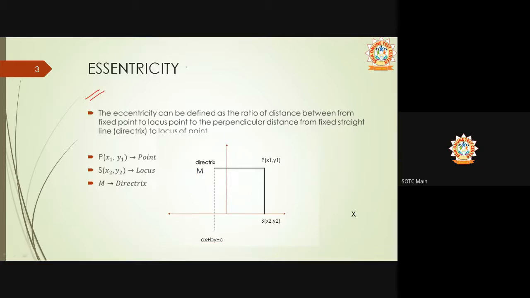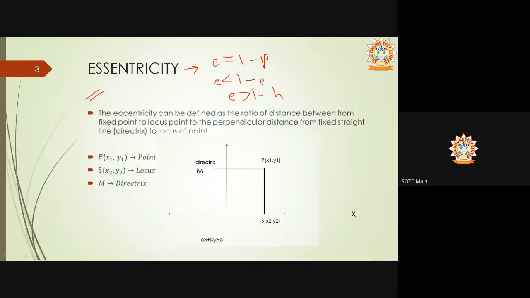Based on this eccentricity, the conic section is further divided into three types: parabola, ellipse, hyperbola. If the eccentricity E is equal to 1, then it is called a parabola. If E is less than 1, it is called an ellipse. If E is greater than 1, it is called a hyperbola, right?